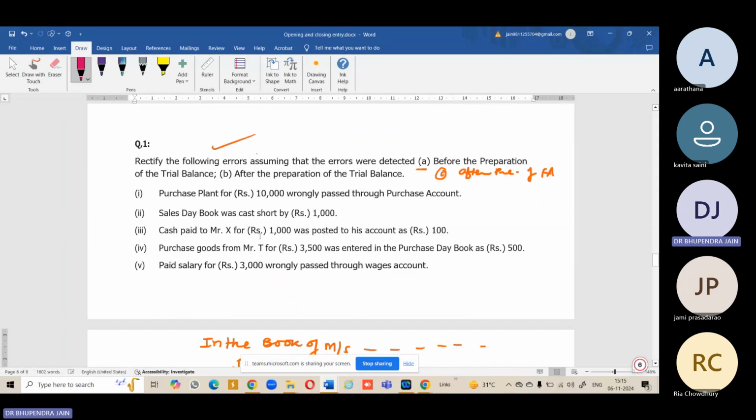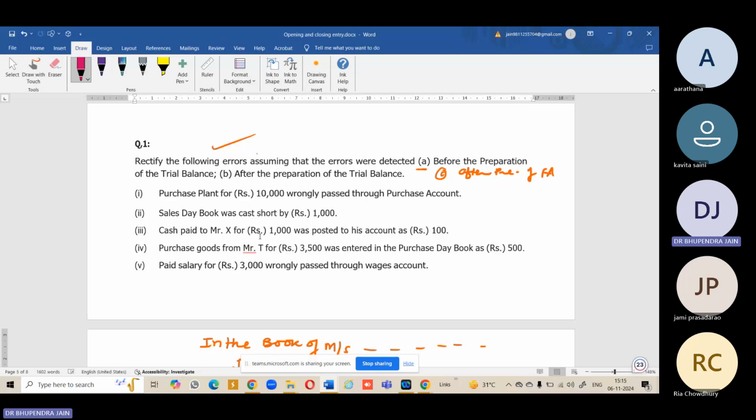Now number second. Sales day book was cast short by rupees 1,000. So there is a single side error. There is a mistake only in the sales day book. It was cast short by rupees 1,000, so we have to increase the sales by rupees 1,000.